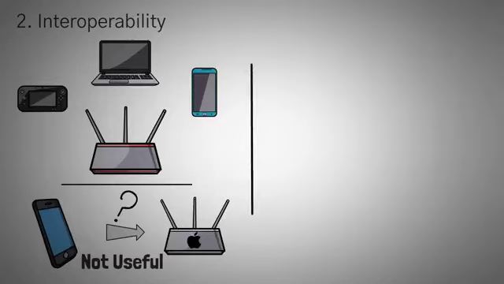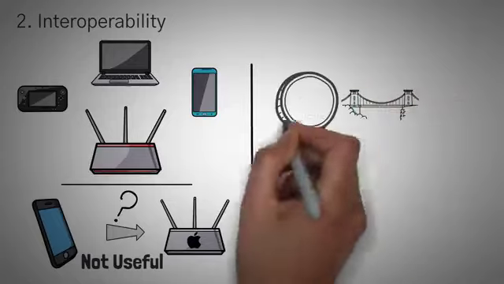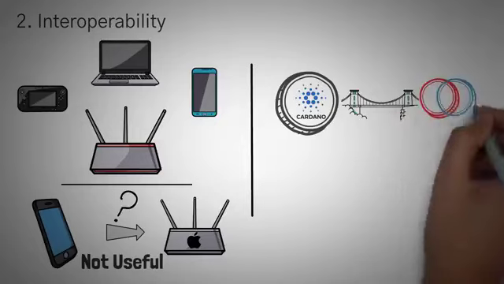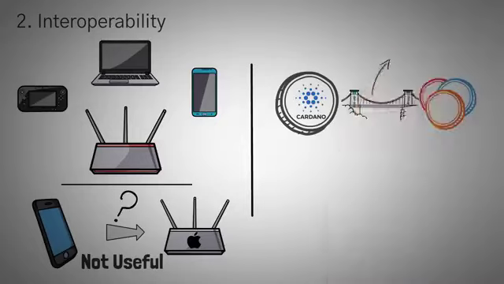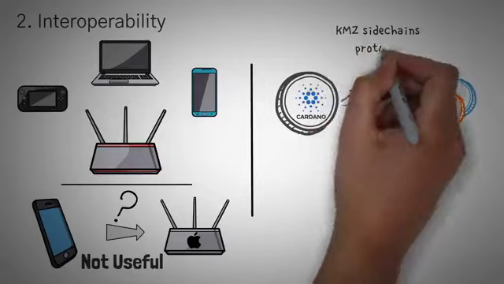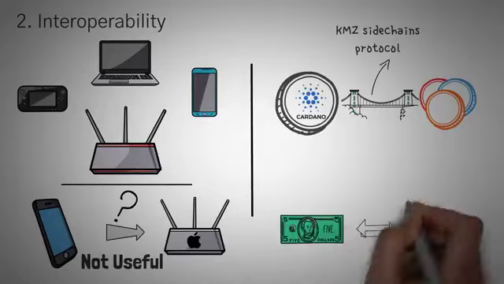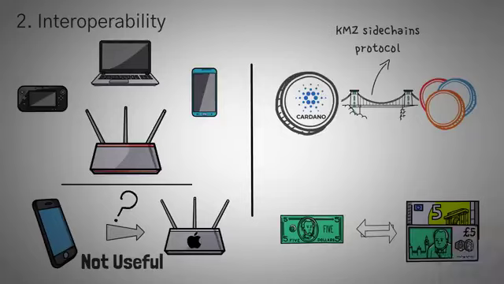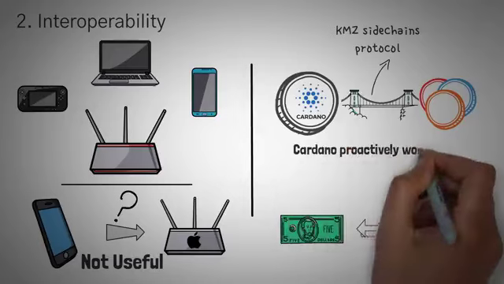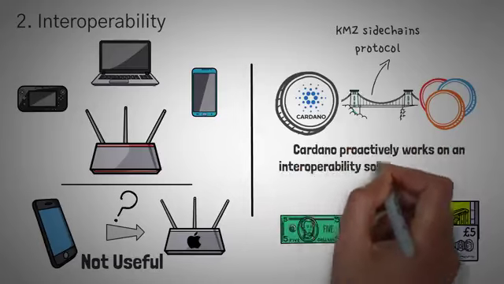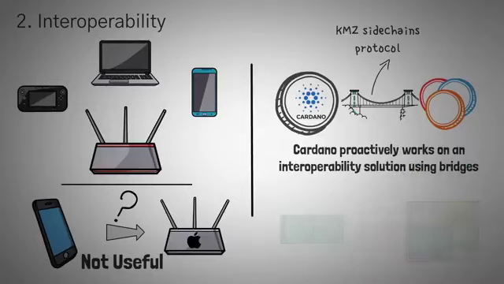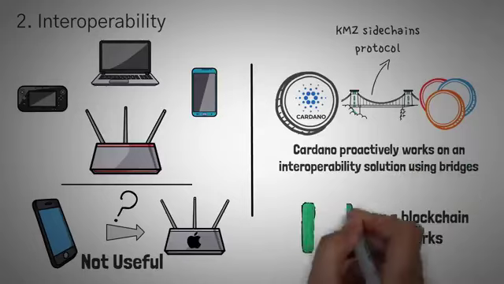So how does Cardano make sure that crypto doesn't suffer from the same problem? Well, it allows people to easily bridge Cardano and other cryptocurrencies that use other blockchains by using something called the KMZ Sidechains Protocol. This is basically the crypto version of being able to easily exchange US dollars for Canadian dollars or euros or some other currency. Now, unlike other cryptocurrencies, Cardano knows it won't be the only cryptocurrency, and because of this, it proactively works on an interoperability solution using bridges. If you want to learn about the technicals of how a blockchain bridge works, you can definitely check our specific video on it.